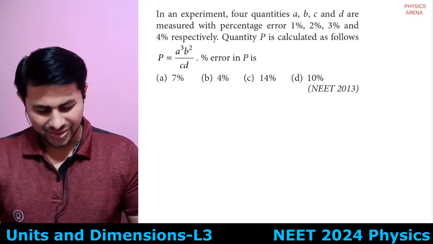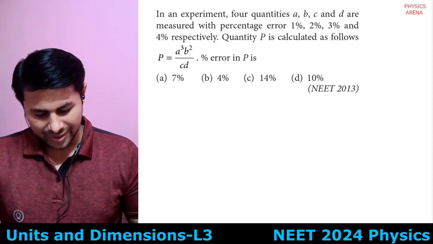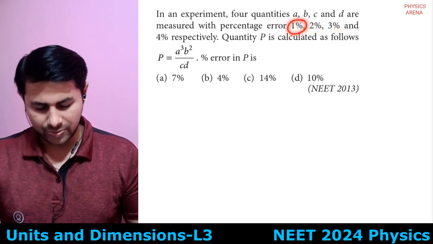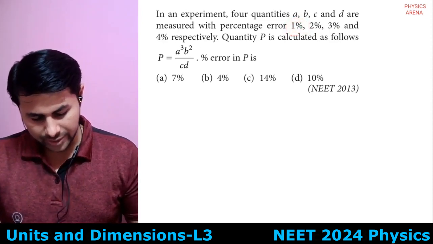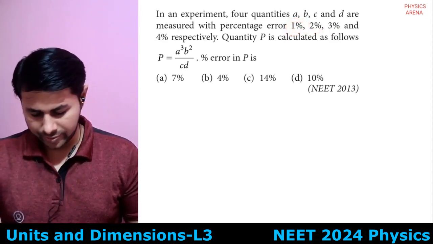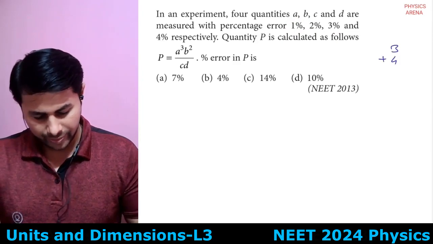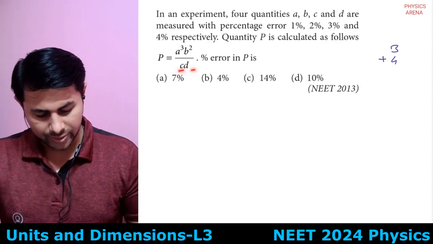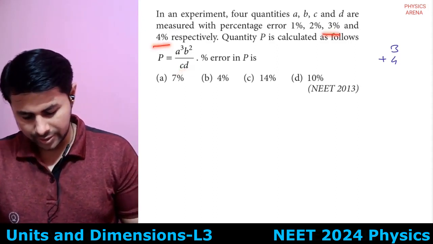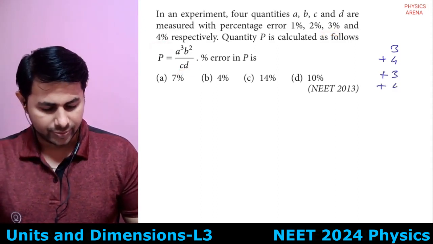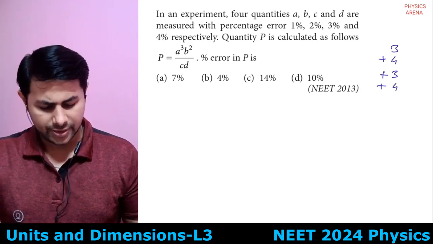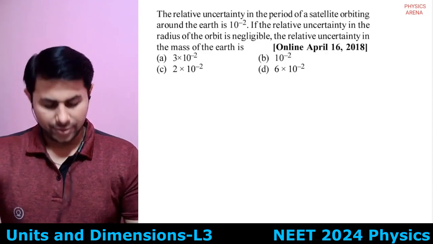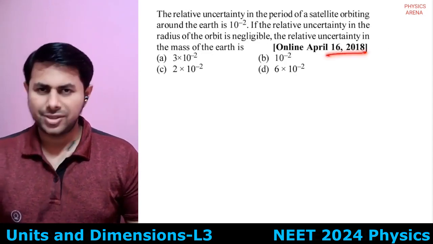14%. Okay, you calculated it. So it is 1%, 2%, 3%, and 4%. So 3 times 1 is 3. Then 2 times 2 is 4. So 3 plus 4. Then you have in the denominator 1, 1 only. So plus 3 plus 4. So 6 plus 8 is 14%. Right. Correct. Good. So this is from JEE.